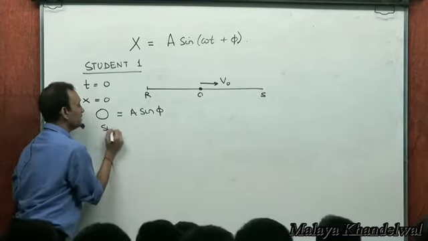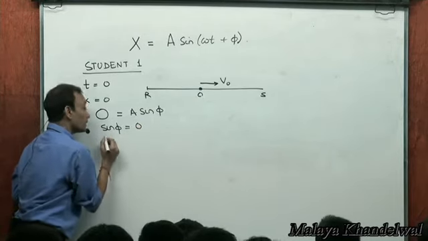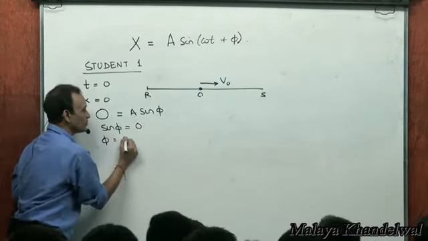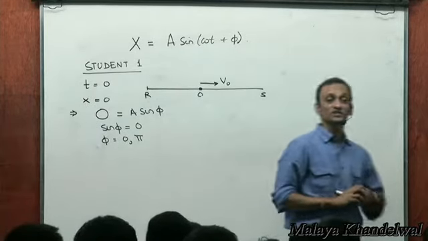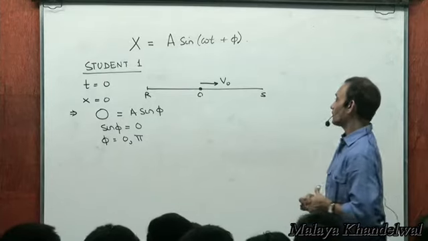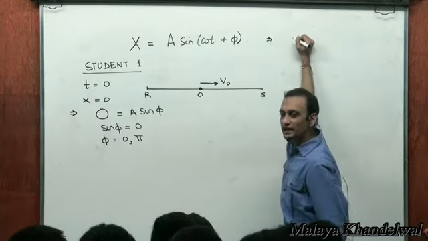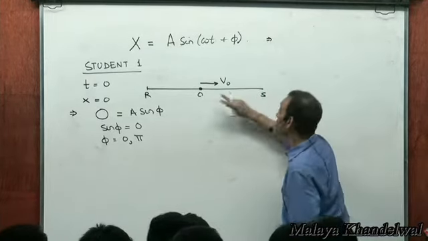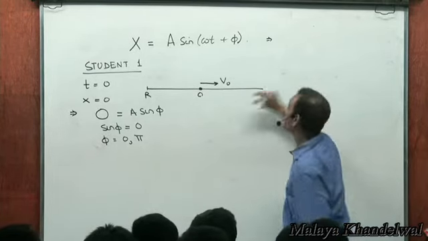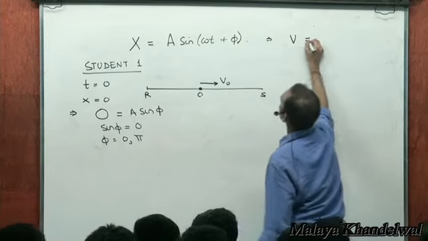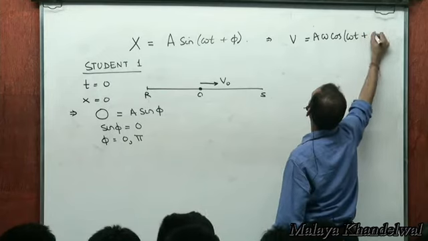Right? And then he gets sine phi equal to 0. Now he's confused. Phi could be 0 or pi, for example. He wants to figure out whether phi is 0 or pi. So then, not that dumb, he differentiates this to find the velocity of the particle, because he understands that the particle is moving to the right, so its velocity at this instant must be positive, right? So when he differentiates this, he gets a omega cos(omega t plus phi).